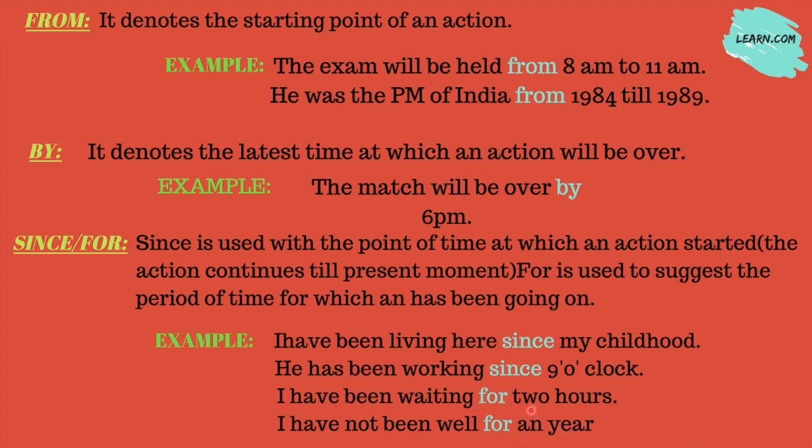So always keep in mind, immediately after for you will get some duration, that is 1 day, 2 days, 3 days, 1 month, 2 years, 2 hours. You will get a certain figure, because with the help of a figure we have to show the duration. So for is used to suggest a fixed duration of time, and since is used to represent a past action which started and still continues at the moment when we are talking about it.